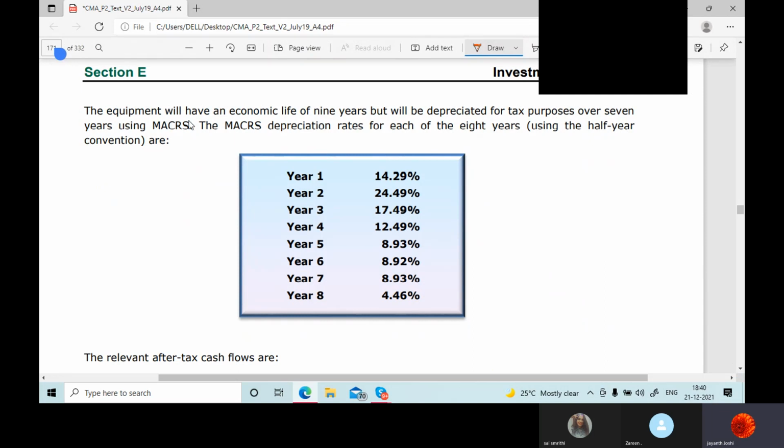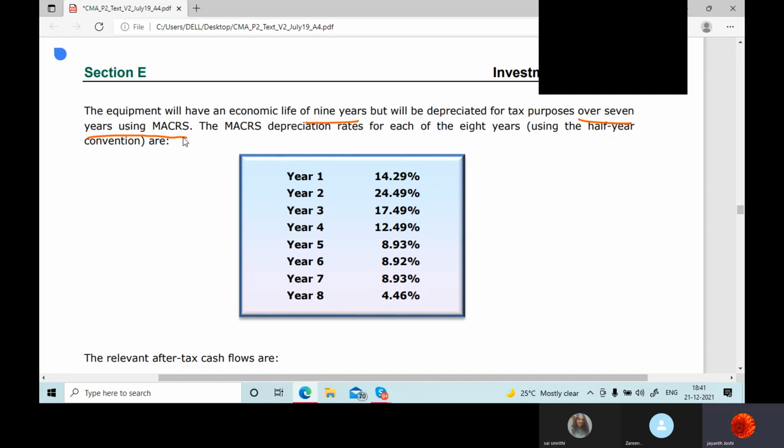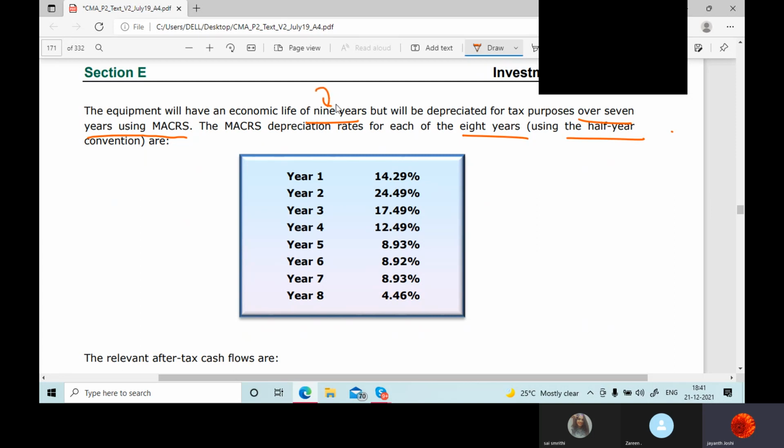The equipment will have an economic life of 9 years, but will be depreciated for tax purposes over 7 years using MACRS method. So this is the information they have given. MACRS depreciation rates for each of the 8 years using half year convention. They are saying that equipment will have an economic life of 9 years. That means till 9 years it will give you cash inflows. That is what they mean with economic life. But it will be depreciated for tax purposes over 7 years.